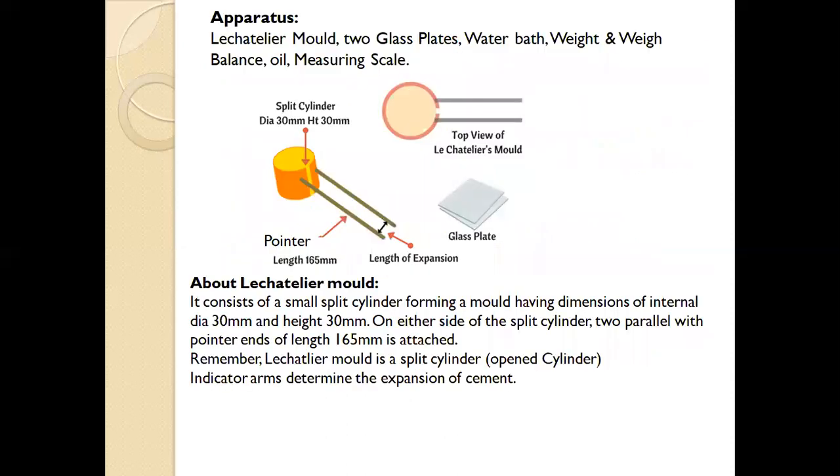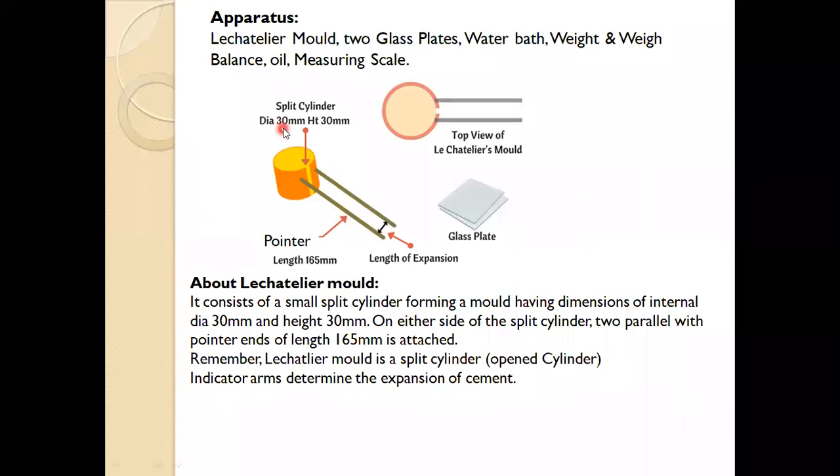Next is the apparatus required for the test for the soundness of the cement. Le Chatelier apparatus is required. It contains the Le Chatelier mold as shown in the image. This is the Le Chatelier mold. These are the glass plates. A water bath or some container to store water for the test. Weight and oil measuring scale, etc.